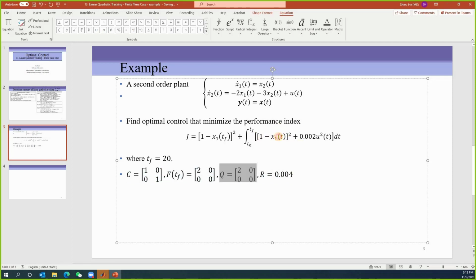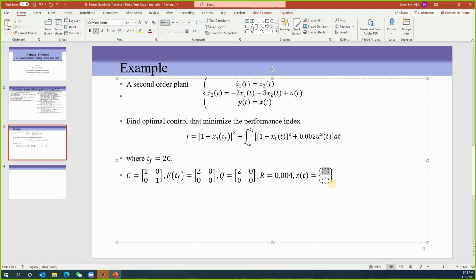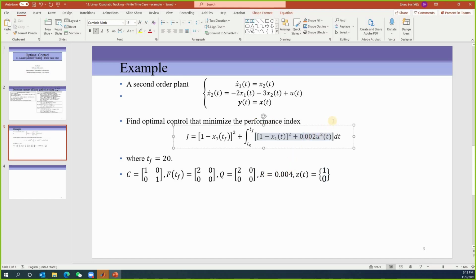And matrix Q is related to the states, which is from here. Remember, we do not have a half there. If we put a half here, this will be multiplied by 2. So that's why the Q matrix is 2, 0, 0, 0. And z(t) we can find from here. So z(t) is equal to 1, and the second one is 0. And R is equal to 0.004, which is 2 times this because we need to put a half in front of this integration. These are the basic information we have.